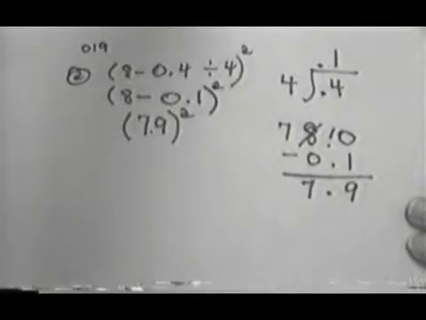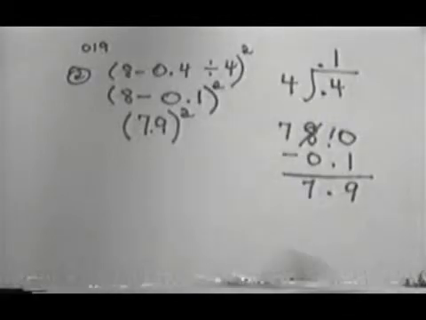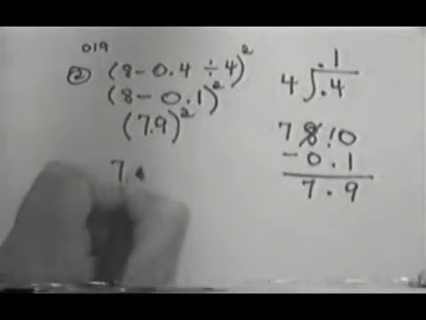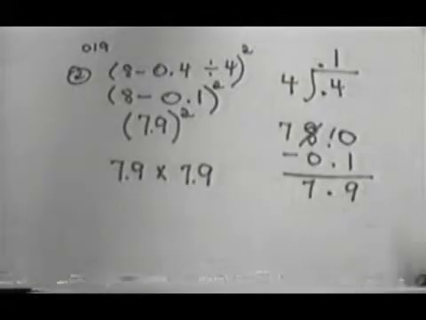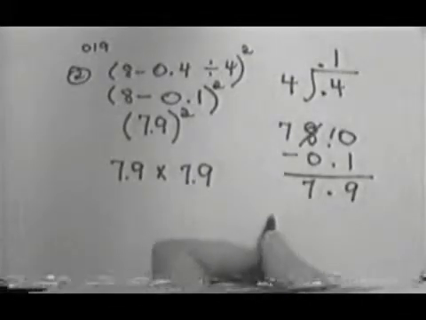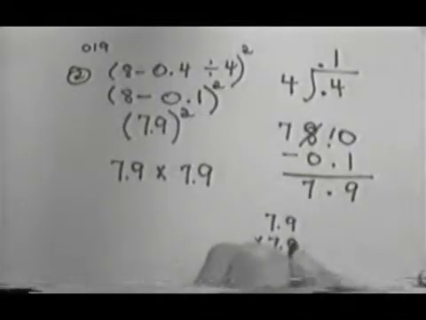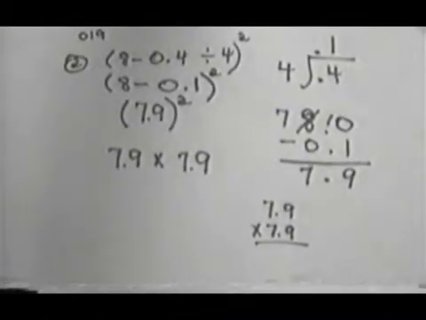Now I'm ready to move outside of my parentheses, and actually this time all I have left is my square. So that means that 7.9 has to be multiplied by itself, or 7.9 is a factor twice. So let's come down here and multiply 7.9 by 7.9. Now when we multiply, we put the numbers under each other just as if there were no decimal there. So we're just writing down 79 times 79 and then sticking the decimals in.